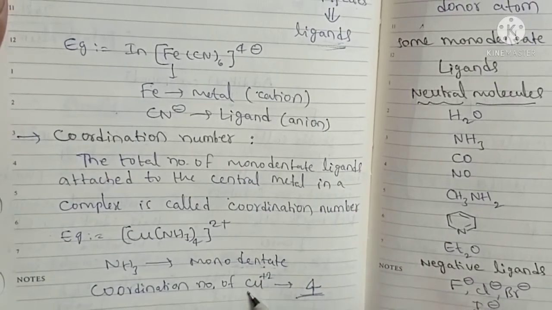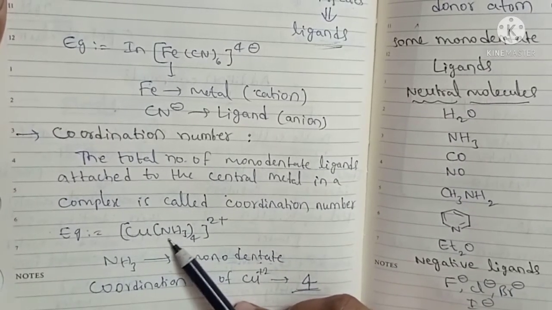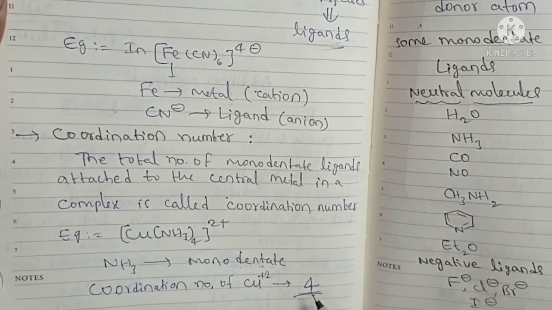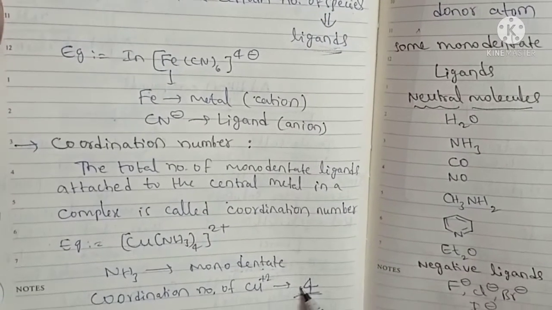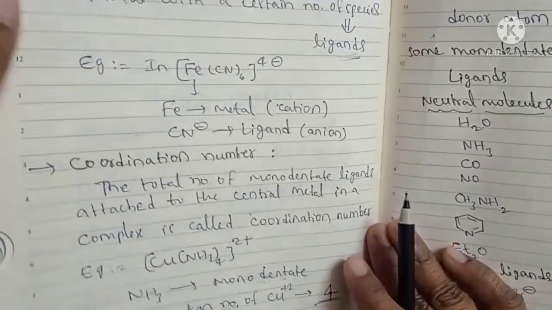So what is the coordination number of copper in this compound? How many monodentate ligands are there? 4. That means the coordination number is 4. So the number of monodentate ligands attached to the central metal is called the coordination number.